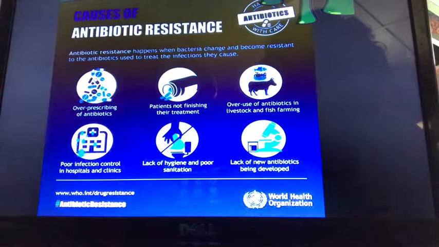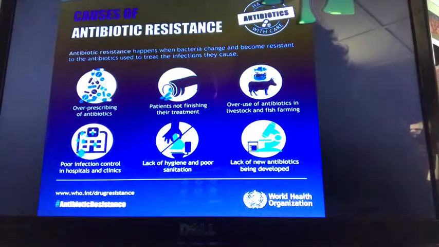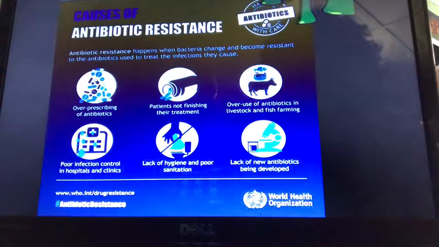Patients not finishing their treatment. So if you're prescribed that 10-day treatment, take the 10 days of treatment. Overuse of antibiotics in livestock and fish farming. So this has actually been cracked down on also by the Food and Drug Administration. Poor infection control in hospitals and clinics, passing these infections over and over again to patients. Lack of hygiene and poor sanitation, which is improving in our country but not everywhere in the world.